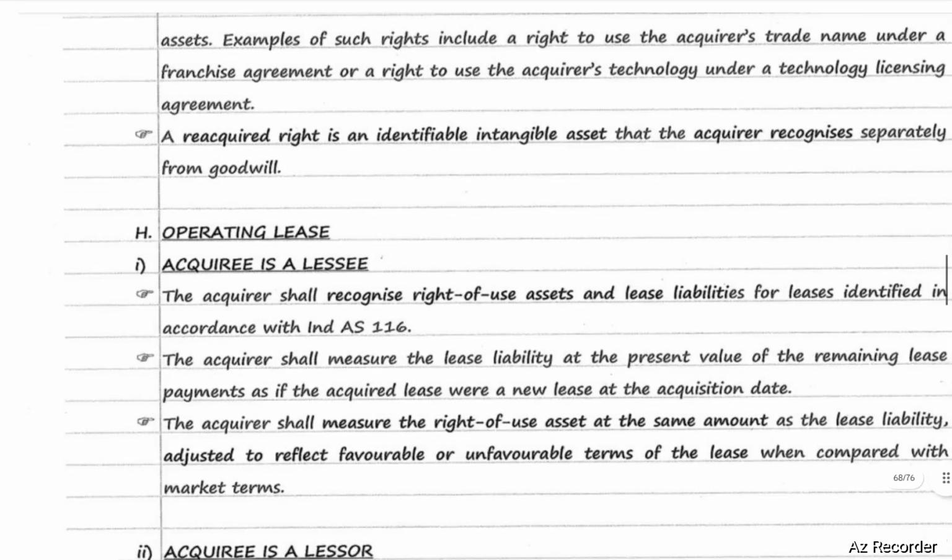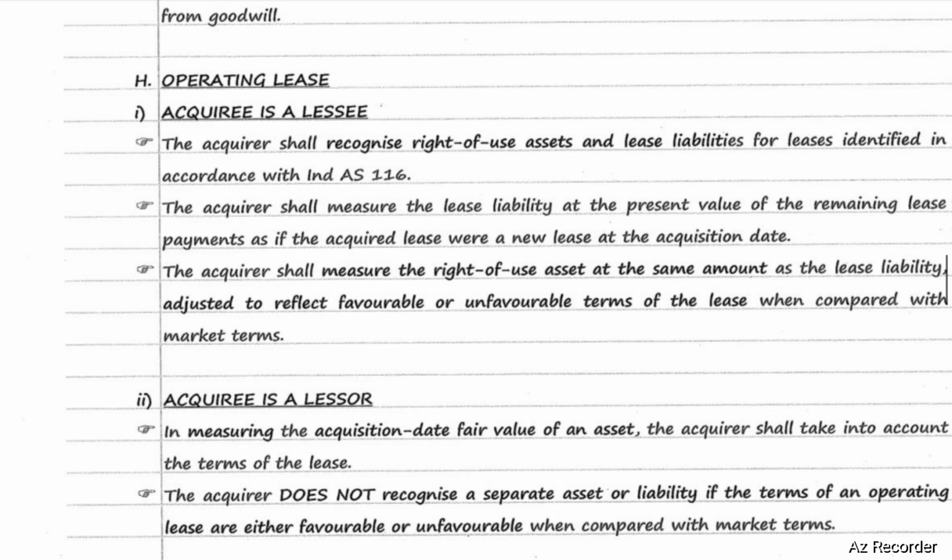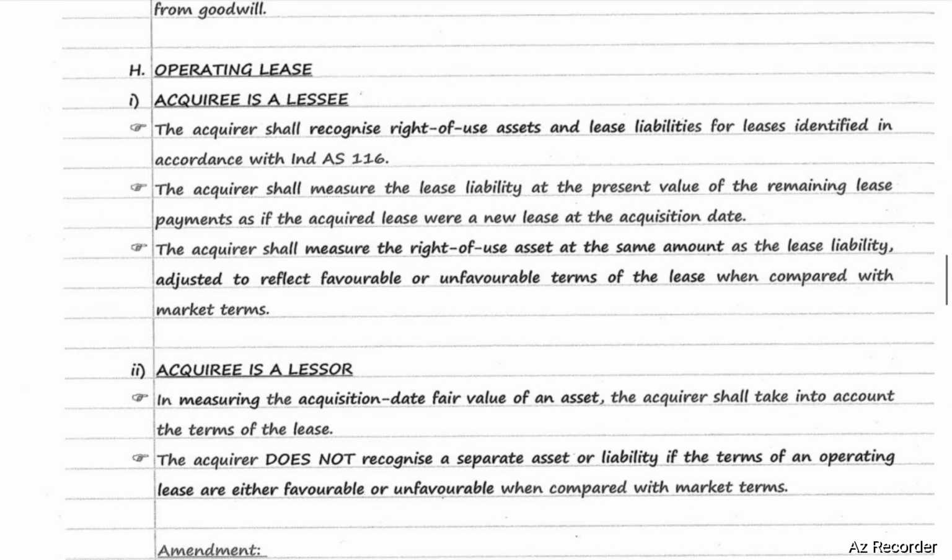Operating lease. In case the acquirer is a lessee, the acquirer shall recognize right of use assets and lease liabilities for leases identified in accordance with Ind AS 116. The acquirer shall measure the lease liability at the present value of the remaining lease payments as if the acquired lease were a new lease as on the date of acquisition. The acquirer shall measure the right of use asset at the same amount as the lease liability, adjusted to reflect favorable or unfavorable terms of the lease when compared with market terms.